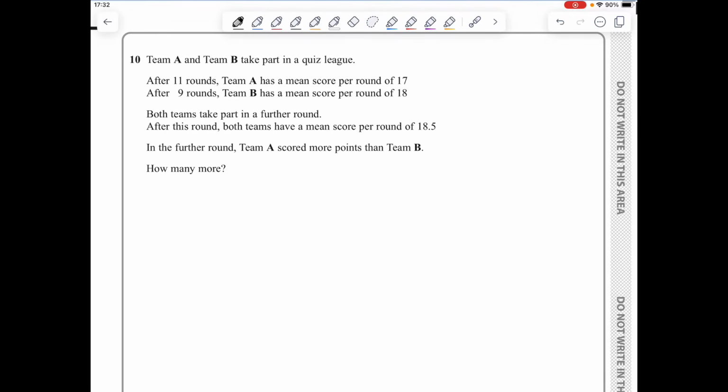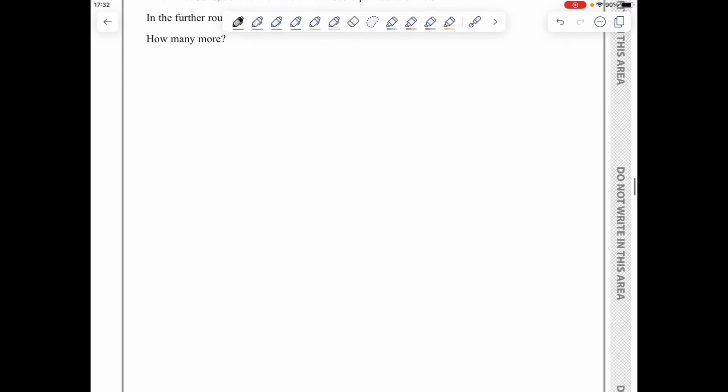Now for question 10, I'll be using the following formula. Mean equals the sum, sigma x, over n. Now if you rearrange this formula, you'll get sigma x equals n times the mean, and this is the formula I will be using. I'll use this 4 times, twice for each team, once before and once after the extra rounds. Now I like to summarize all my data on tables, so I have one table for each team.